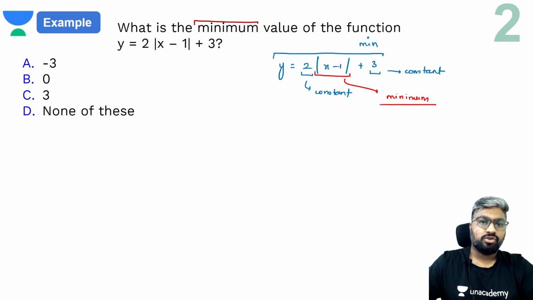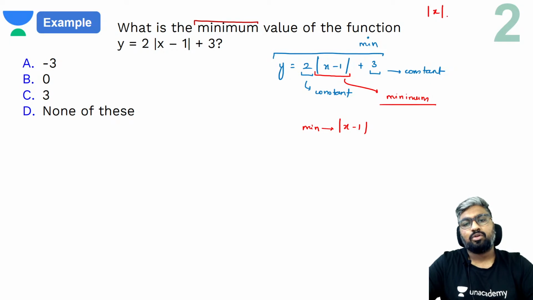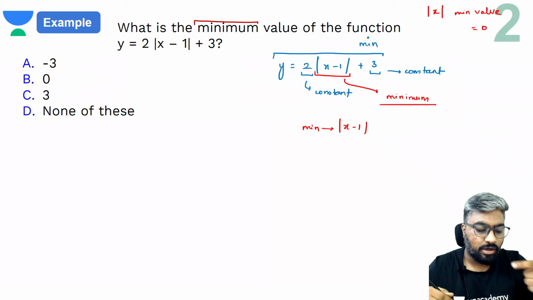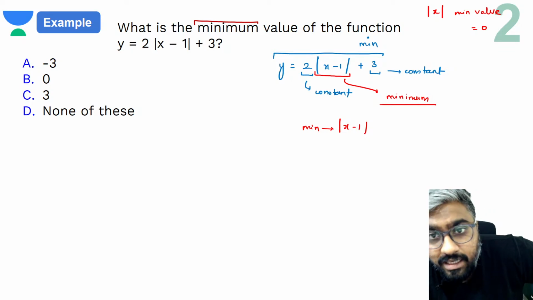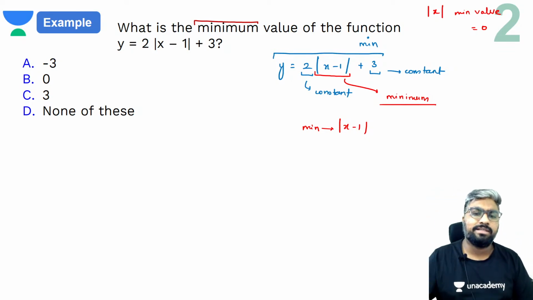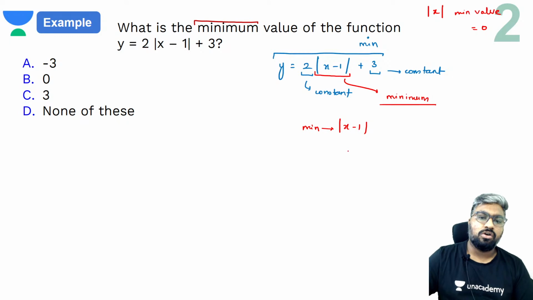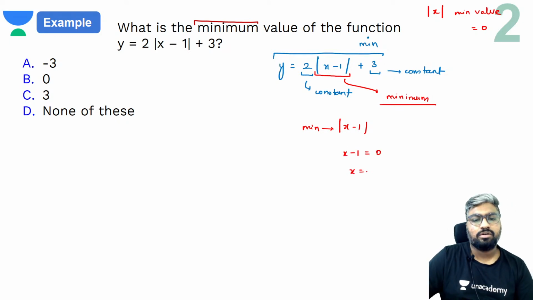So the minimum value of modulus x minus 1 will be what? Whatever term is in modulus, always remember, its minimum value will always be 0. Correct? We just saw that when something is in modulus, its value is greater than or equal to 0, so the least value is 0. So if the value of x minus 1 has to be 0, that means x should be equal to 1.